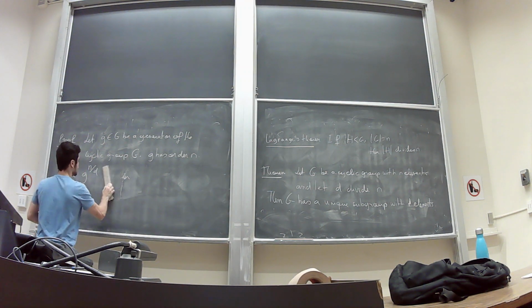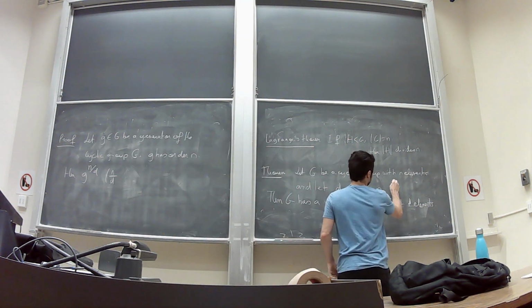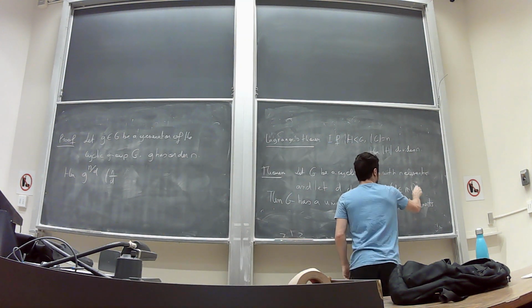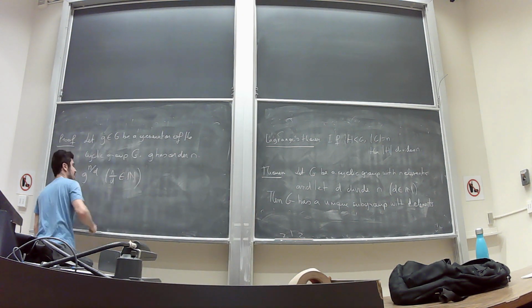Notice that n over d is an integer. Let d divide n, and d is strictly positive. So n over d is an integer as well, but I have a negative number here. n over d is in ℕ.